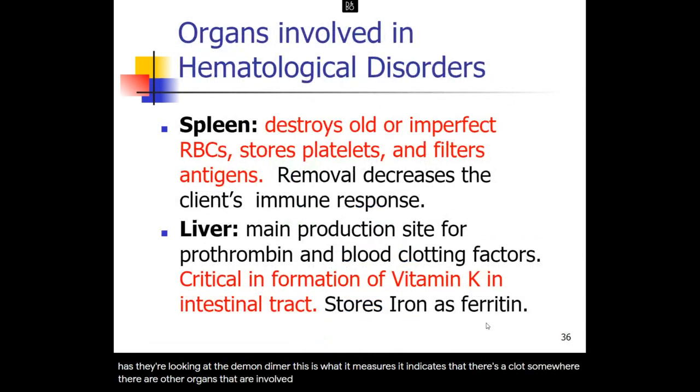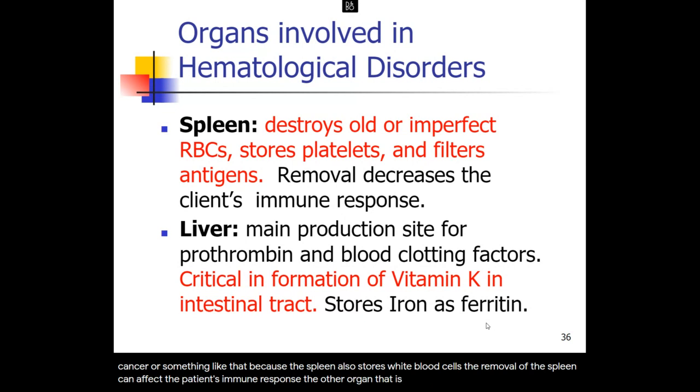There are other organs that are involved in the hematological system besides the bone marrow. The spleen is important because it destroys or removes older imperfect red blood cells. It also stores platelets and filters out antigens. It's a reservoir for blood products that aren't necessarily needed, but they can be available as soon as they are needed. If a patient has their spleen removed because of trauma or cancer or something like that, because the spleen also stores white blood cells, the removal of the spleen can affect the patient's immune response.